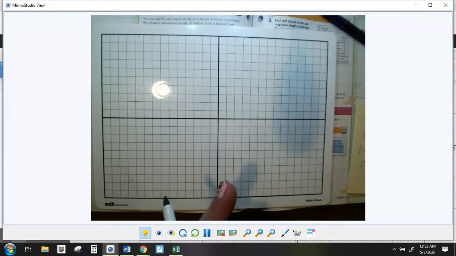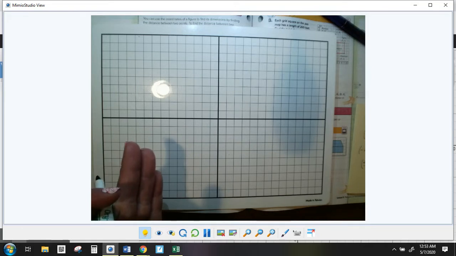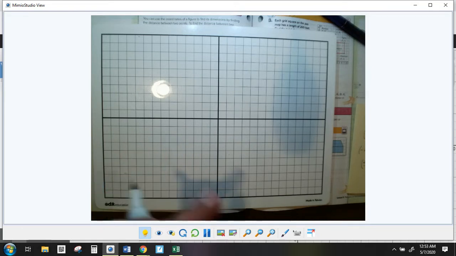And if you don't have graph paper, don't worry, I have a solution for you so that you can still do this and have access to some graph paper even if you don't have any at home. So here's our coordinate plane. Remember, co means together, order. So there are two numbers that are ordered together to get us our location on the plane.